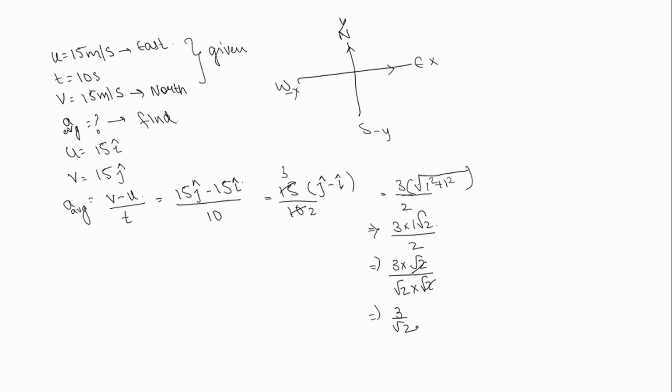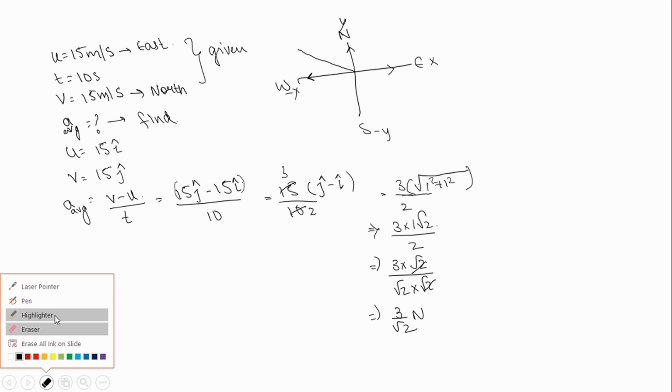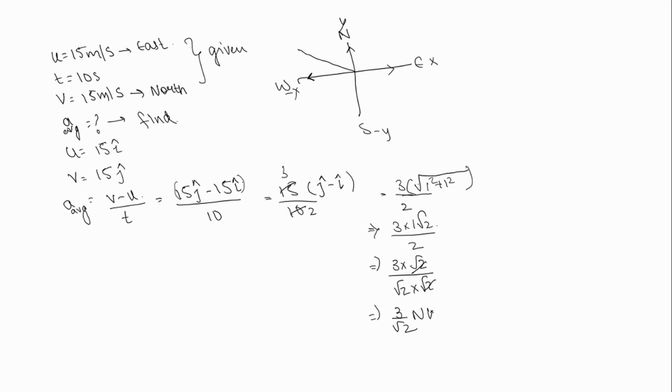Now we'll find the direction. Now we'll plot v minus u, that is 15 j cap minus 15 i cap. 15 j cap is positive y axis and minus 15 i cap is in the negative x axis. So it's over here. So relative velocity will be over here, which is in the northwest direction.